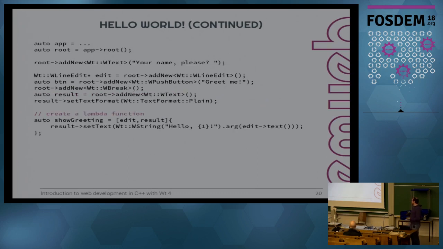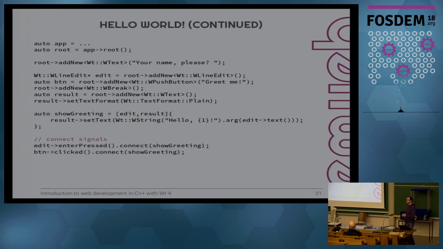And then we'll create a lambda function, which will be our slot. And this slot calls setText on results to set our greeting, and a WString is passed in, which is our special kind of string, which is UTF-8 encoded, unlike std::string, which does not say anything about the encoding. It has localization features, which I'll get to later, and it has this argument substitution feature, so you can say .arg, and you get the text from the edit and put it in the string. And then you can just connect up the signal, so you connect the enterPressed signal of the edit to the showGreeting function and connect the clicked signal of the button to the showGreeting function too.